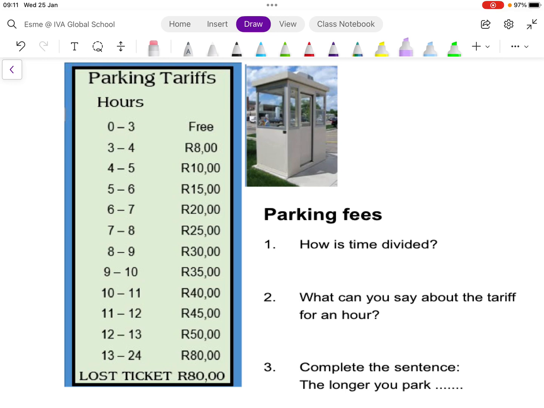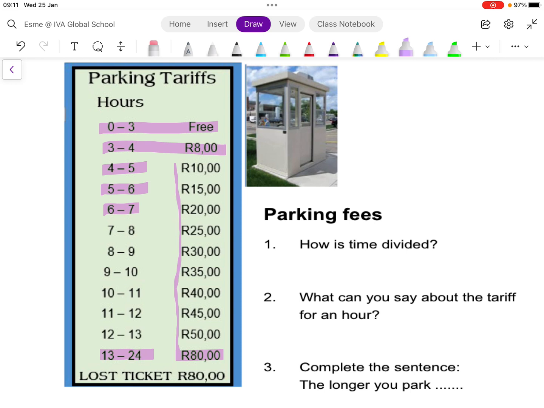Well, if we look here, the first 3 hours are free. So that is category 1, 3 hours. Thereafter, you are charged per hour slot, 4 to 5, and then 5 to 6, 6 to 7, and so on. And it increases at an hourly rate of 5 Rand per hour, and we reach our maximum at 80 Rand, and that will be for 13 hours or more parking.